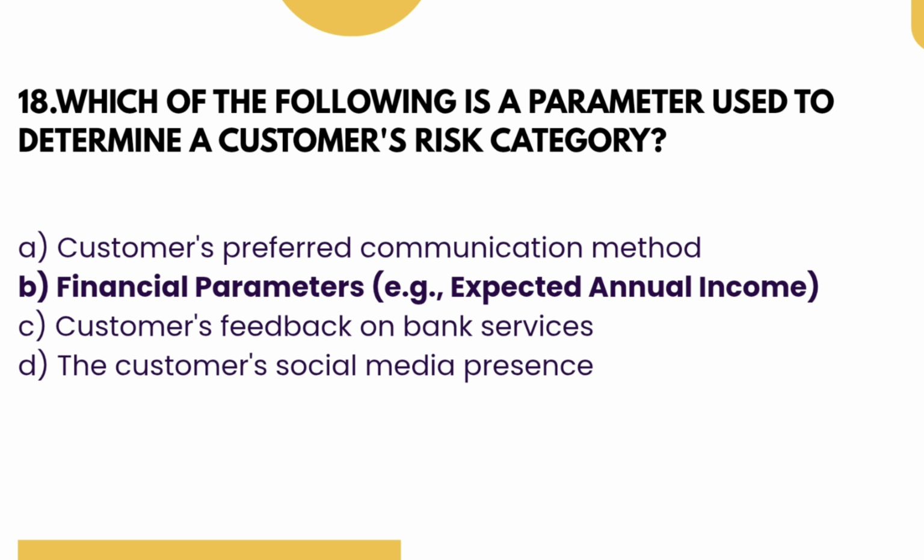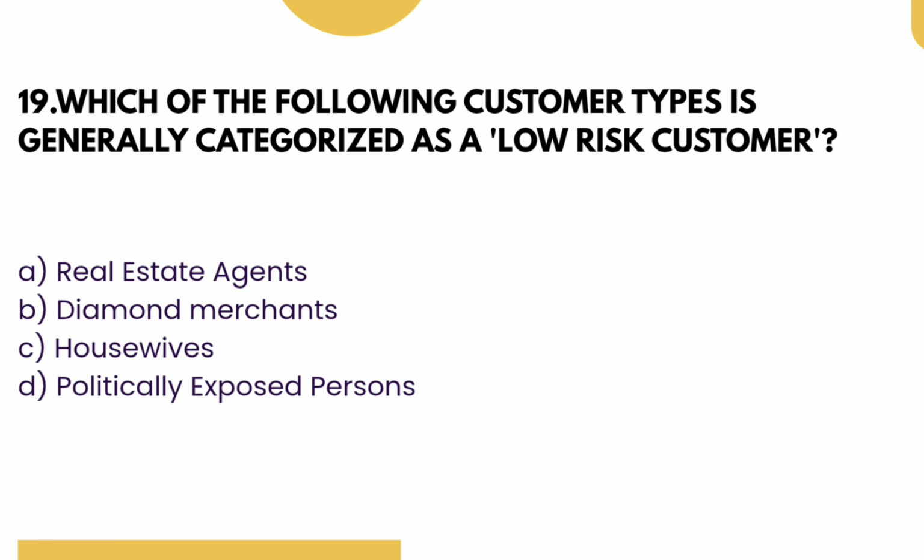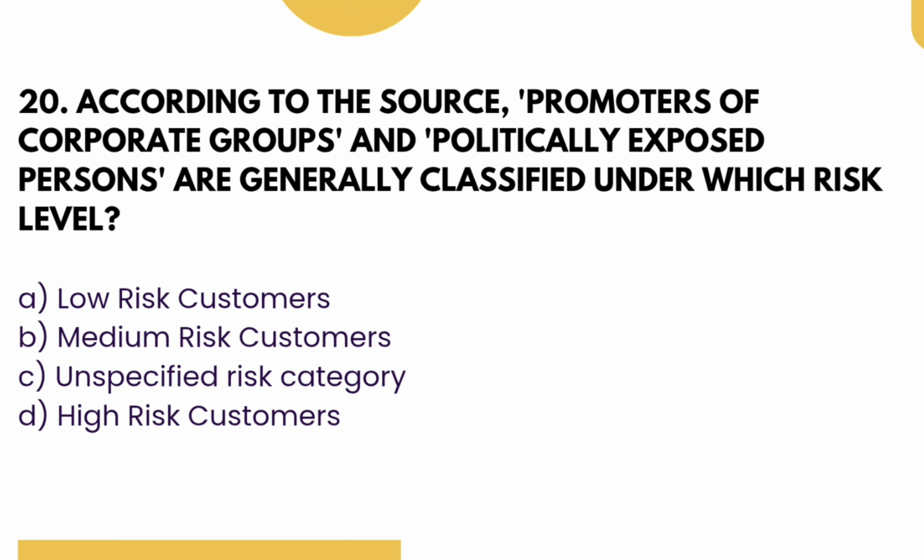Question number 19. Which of the following customer types is generally categorized as a low risk customer? The options given are real estate agents, diamond merchants, housewives, or politically exposed persons. The answer is C. Housewives. Now, diamond merchants and politically exposed persons are of high risk category and real estate agents are of medium risk category.